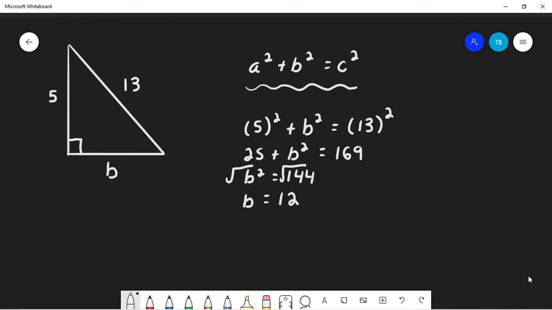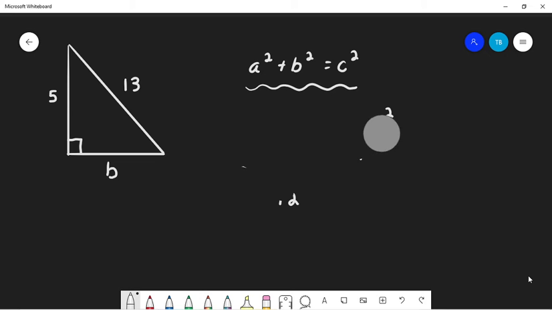Now you'll notice that the numbers we've been working with so far have all been positive integers. And when a right triangle has positive integers for all of its side lengths, those integers are known as Pythagorean triples. But sometimes the numbers that we are working with don't come out so nice and neat. A lot of times when we're using the Pythagorean theorem, we have to deal with irrational numbers. So let's take a look at one such problem.